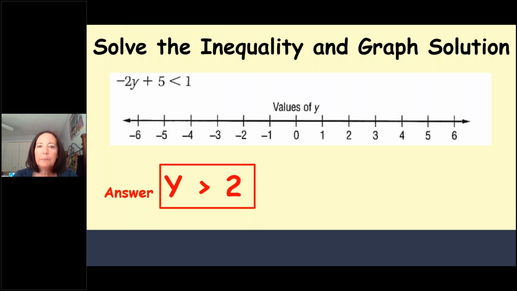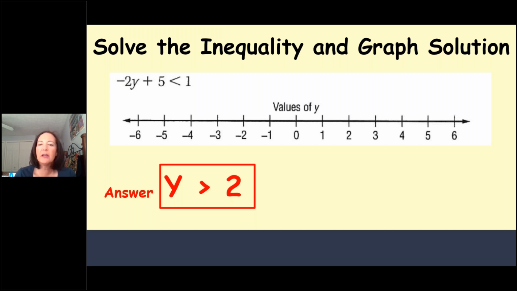You would go to 2. Okay. Would go to 2 on the number line. And the arrow would go... Now, first of all, tell me, do I have an open dot or a closed dot? You would have an open dot.